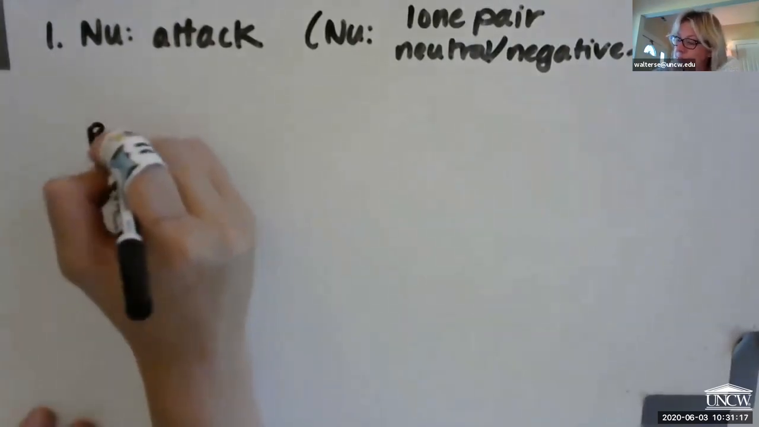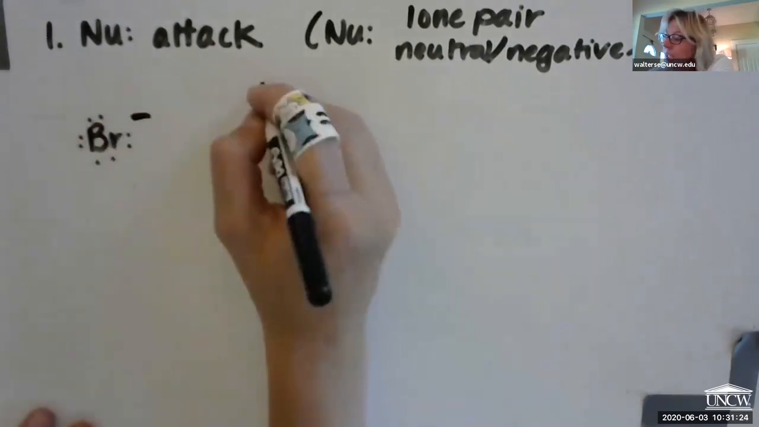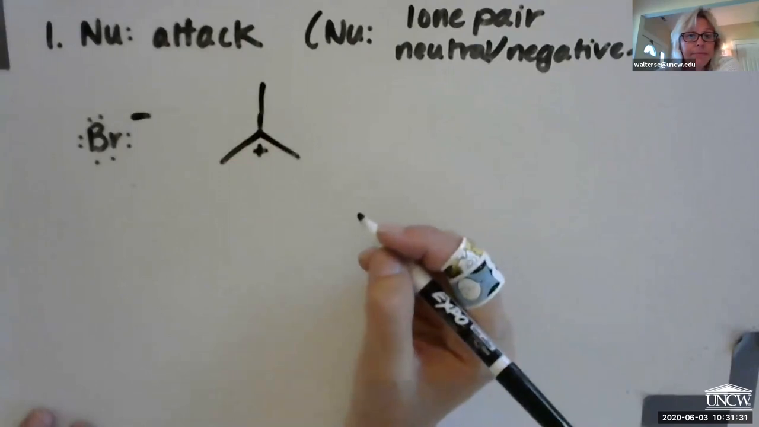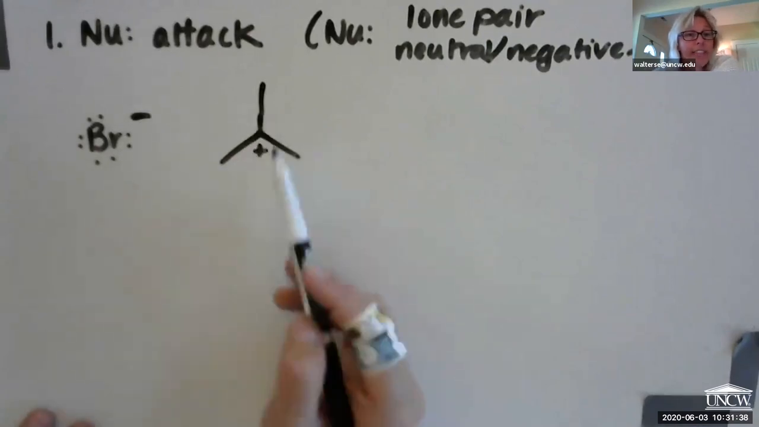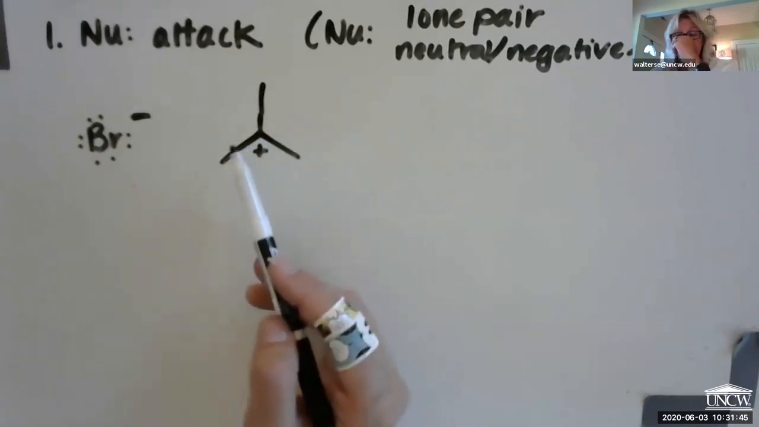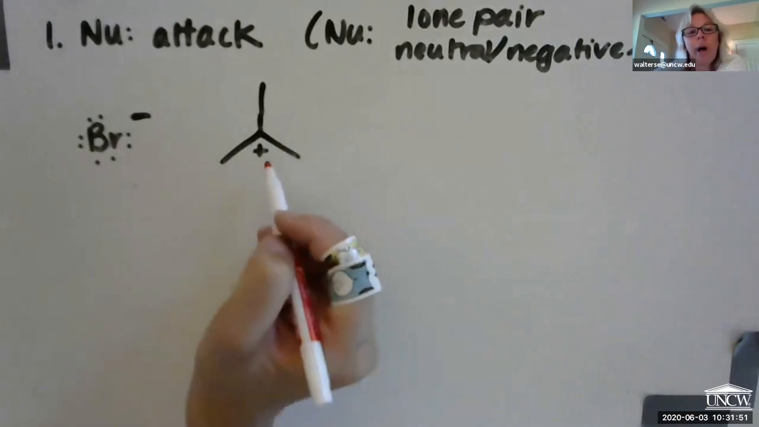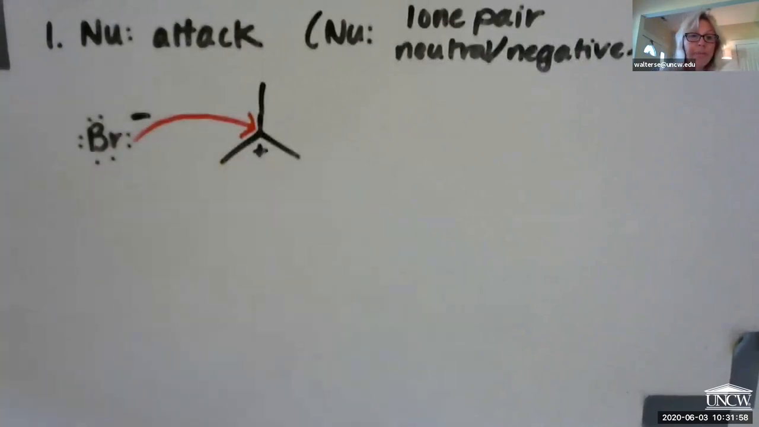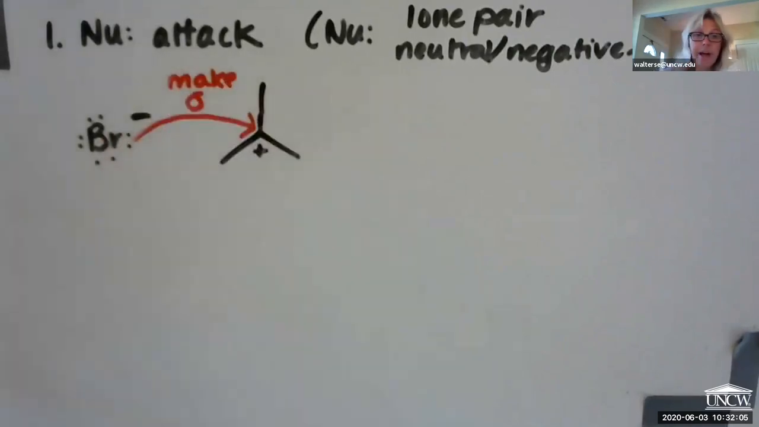For example, if we take a bromide anion and put it into a system that has a carbocation, now, in general, bromides are fairly stable, but negatives will attack. This carbon is so in need of two more electrons that this reaction will take place. You always start on electrons and go to positive points. So you can start on any set of electrons and move to that positive center. That's going to make a sigma bond.